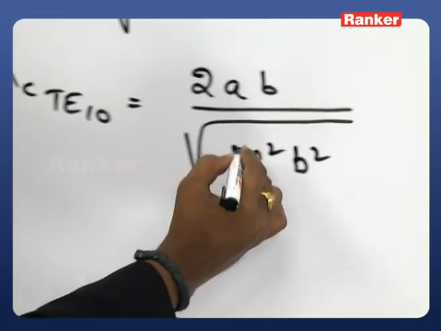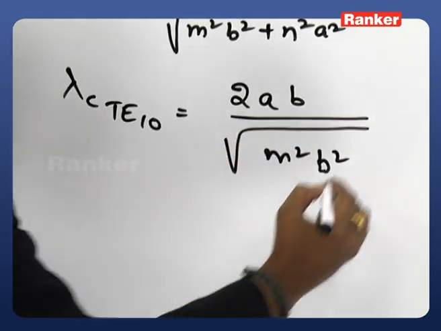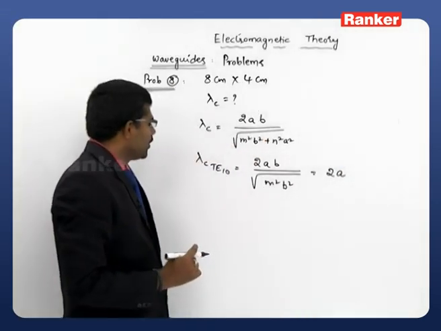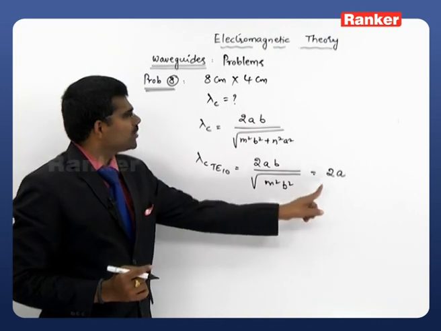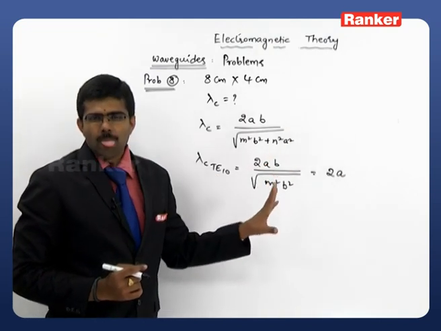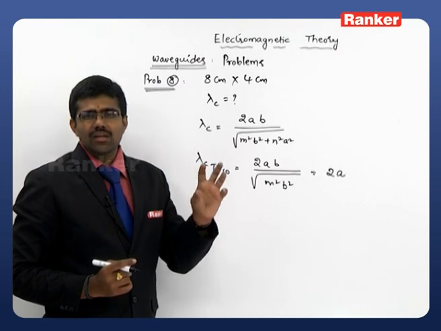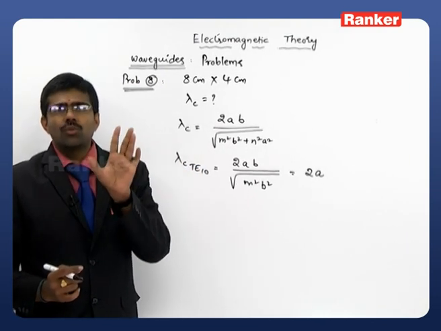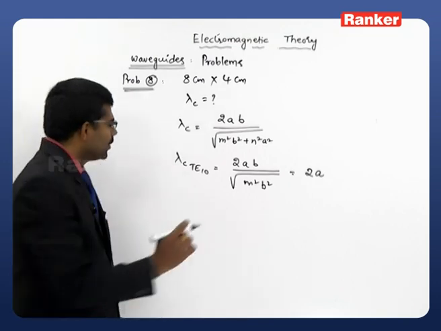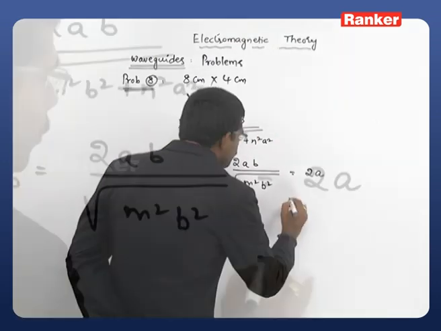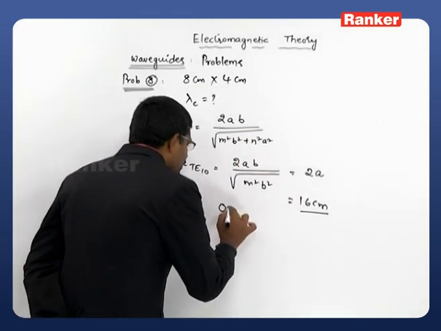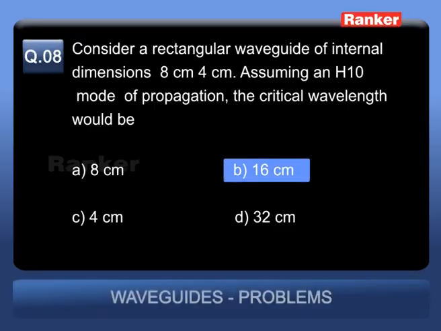So m square is equal to 1 square, that will also vanish. So b will be cancelled, so it is simply 2a. So lambda c for TE10 mode is 2 into a. Blindly remember that one. Whenever we are taking a rectangular waveguide, the cutoff wavelength for a rectangular waveguide is twice the broader dimension, 2 into a. So what is 2 into a? 2 into 8 cm, which is equal to just 16 cm. This 16 cm is available in which option? Option B is correct for this problem.